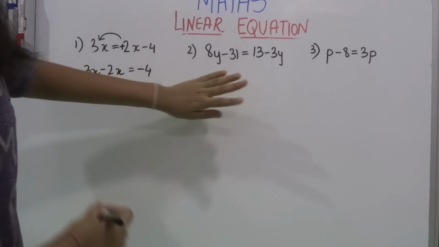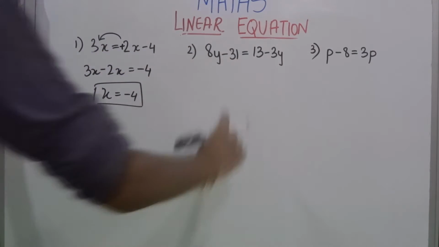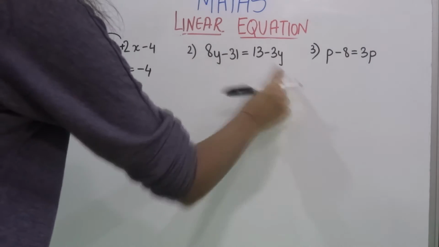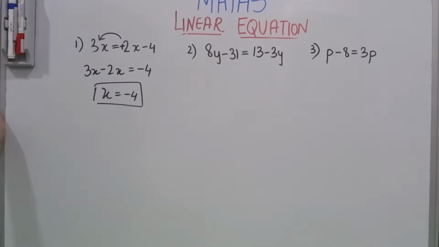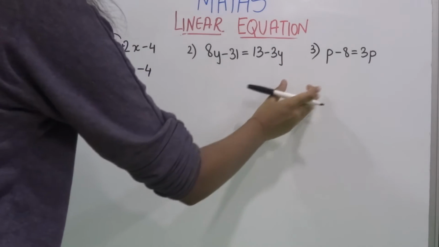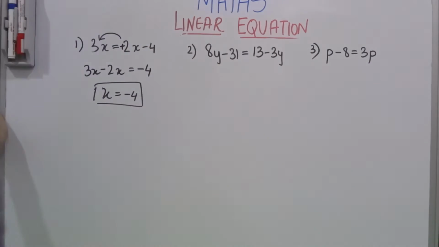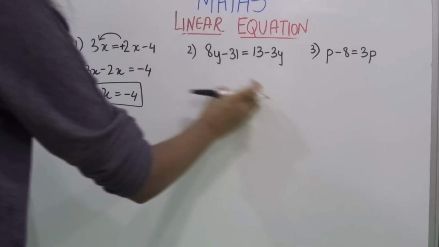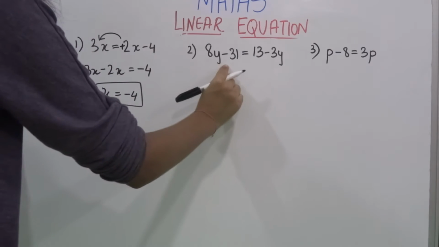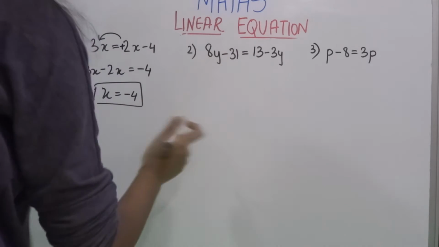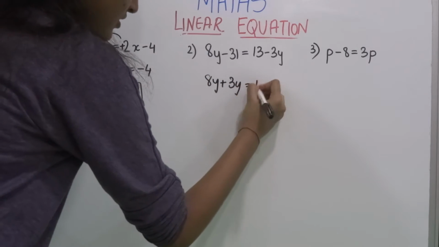This is the second example where there are two different variables with two different numbers. Now there is 8y on the left hand side and 3y on the right hand side. There is minus 31 on the left hand side and 13 on the right hand side. Now as I told before, it is better if we move all the variables to the left hand side and all the numbers to the right hand side. So we move this 3y to the left hand side and minus 31 to the right hand side. Minus 3y becomes plus 3y when it moves across the equal to sign. So 8y plus 3y is equal to 13.